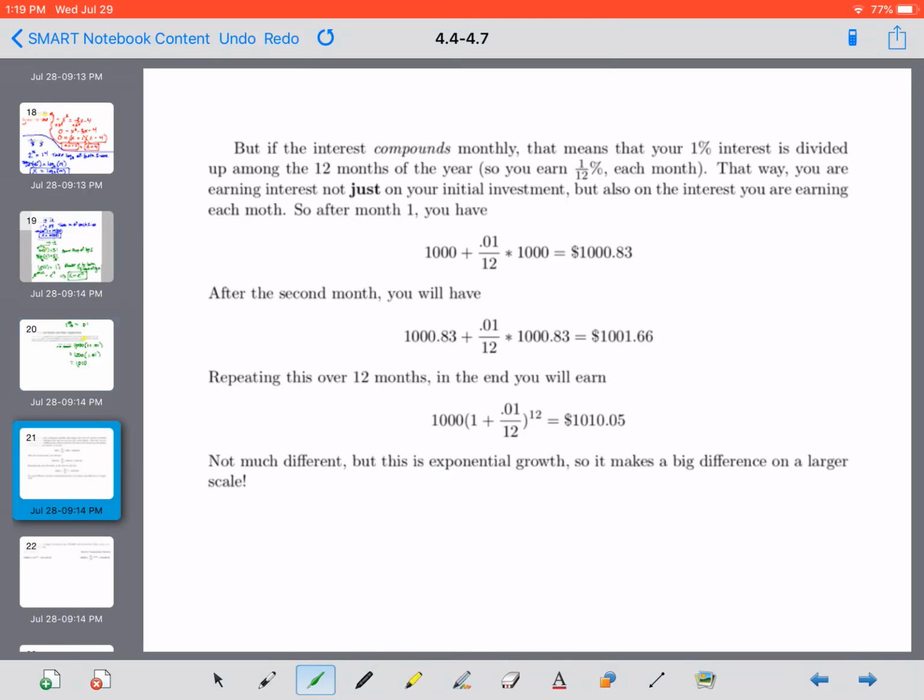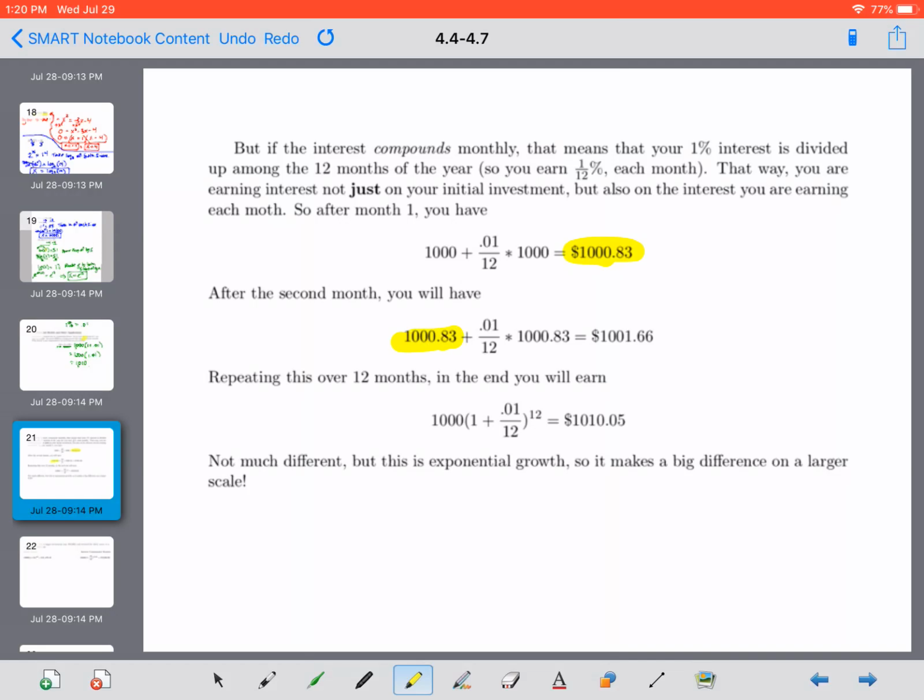because what happens is after your first month, you get that extra 1/12% of interest, so that after month 1, you have $1,000 and an extra 83 cents in your account. Right? That's from your extra 1/12% of interest that you've earned. And now, during your second month, you're not just going to be earning interest on your original investment, you'll also be earning interest on that extra 83 cents you just earned.